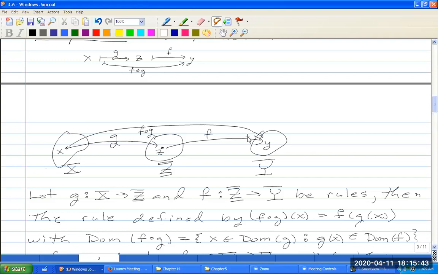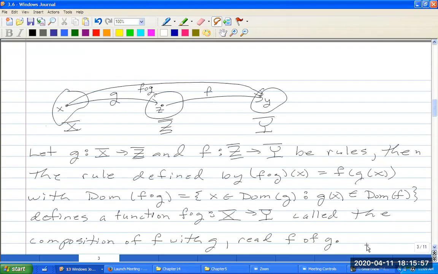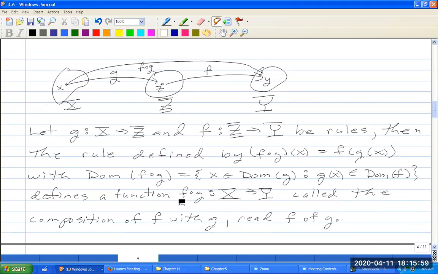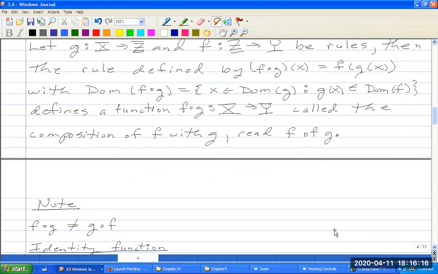And it has the domain of F composed with G is just the set of all X's in the domain of G such that G of X is in the domain of F. This will define a function, F composed with G, from the set X to the set Y, and it is called the composition. Okay. Please note F composed with G is not the same as G composed with F.